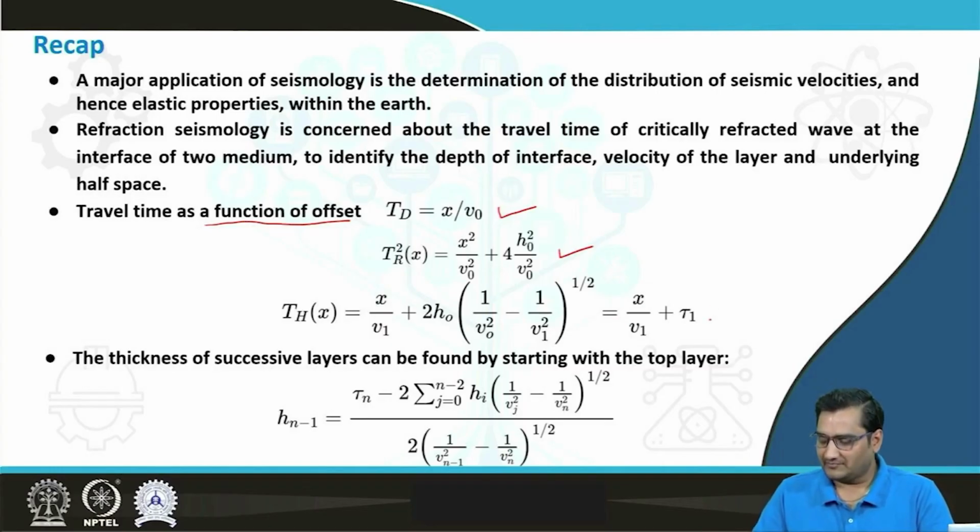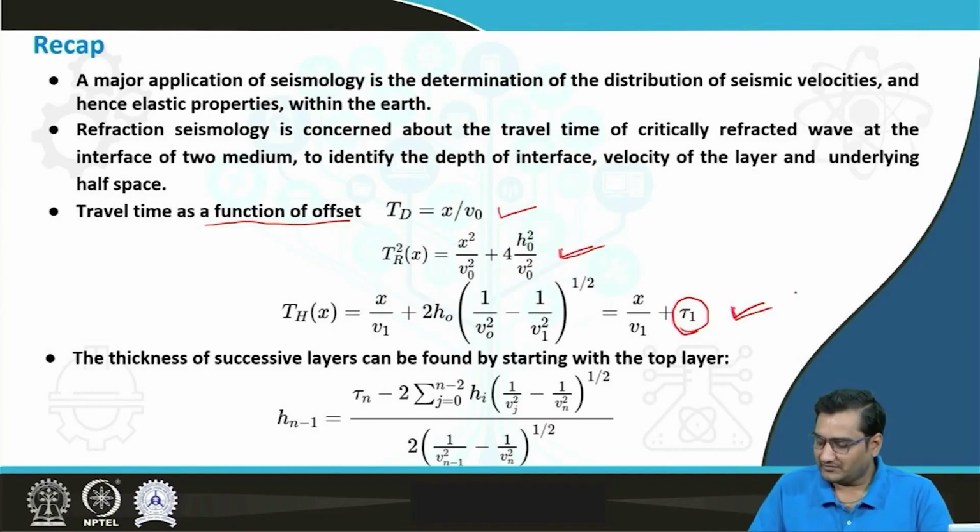If we write this expression in concise form, it becomes x by v1 plus tau, where tau is the intercept time, x is the offset, and v1 is the velocity of the half space. If you look at these equations very carefully, the first equation represents a straight line, the second equation is the equation of a hyperbola, and the third equation is again the equation of a straight line.